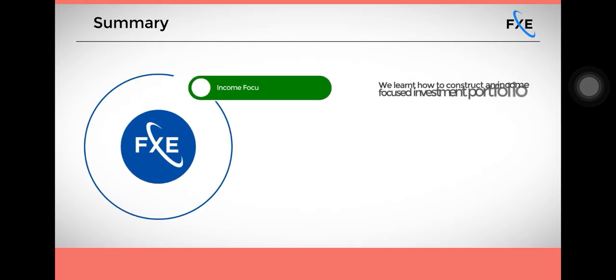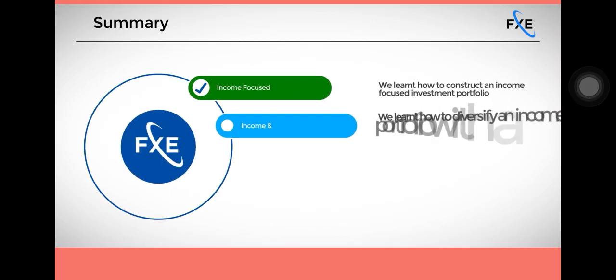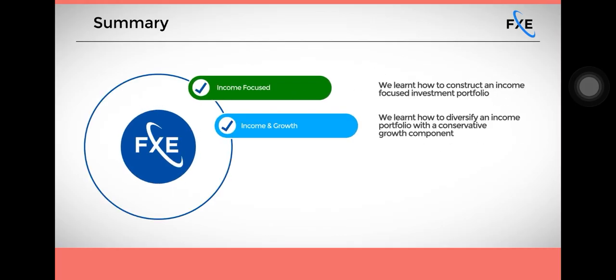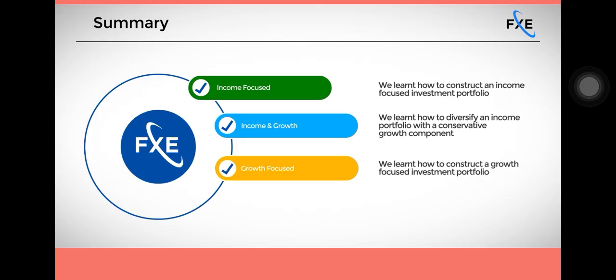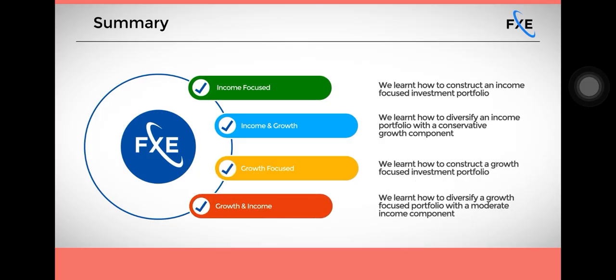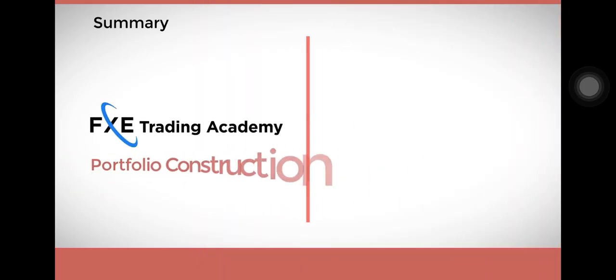In this lesson, we have learned how to construct an income-focused investment portfolio. We learned how to diversify an income portfolio with a conservative growth component. We learned how to construct a growth-focused investment portfolio. And finally, we learned how to diversify a growth-focused portfolio with a moderate income component. This concludes Section 2 of the Stock Market Masterclass, Portfolio Construction.